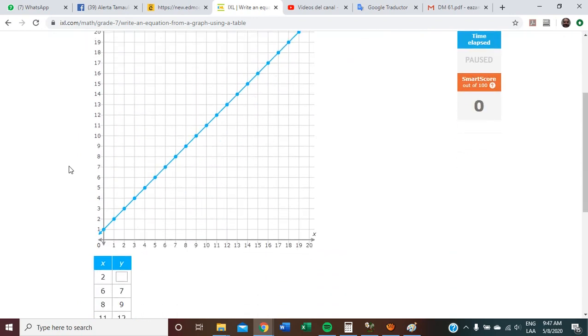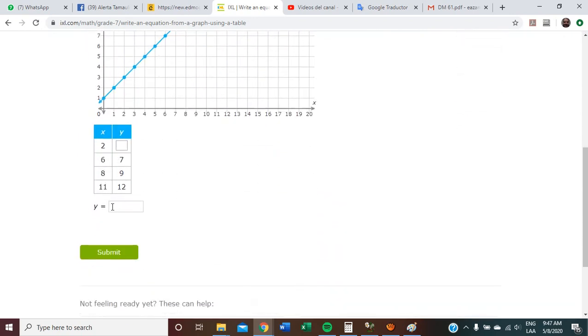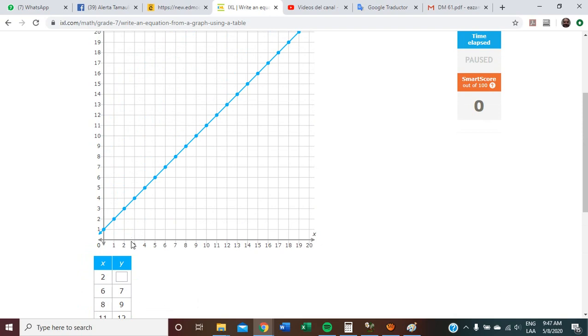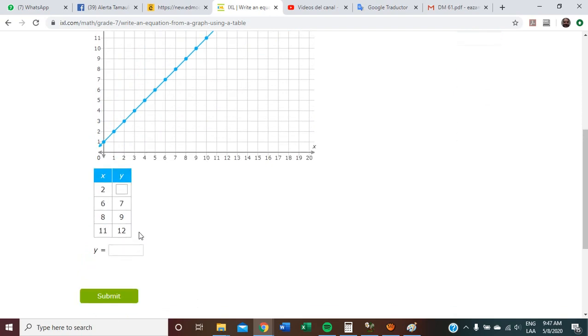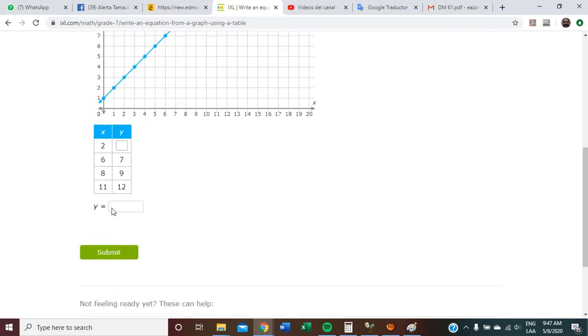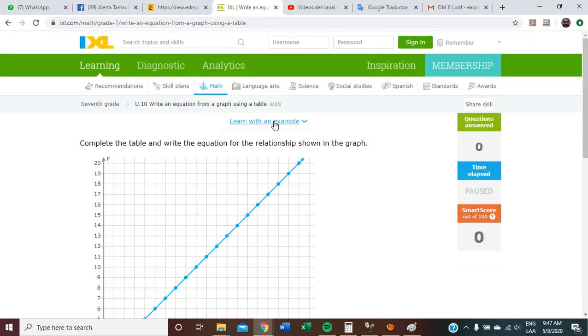This is the last exercise for this subject. So we have a graph and a table, and now with these two things we need to complete this equation, all right? So let's do a learn with an example to explain in an easier way how we're going to do it.